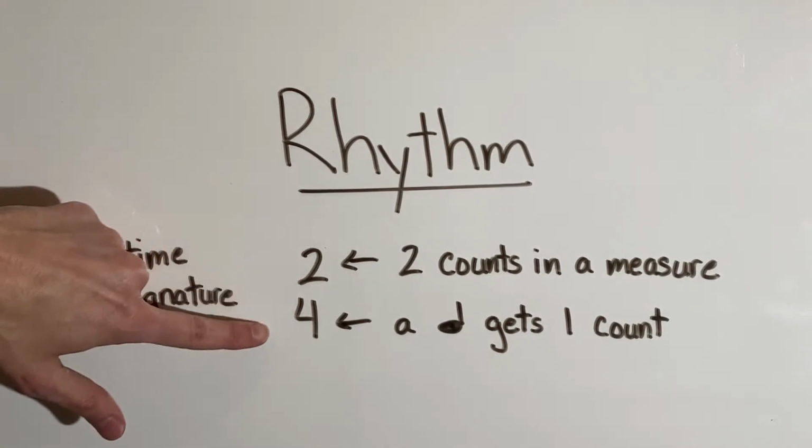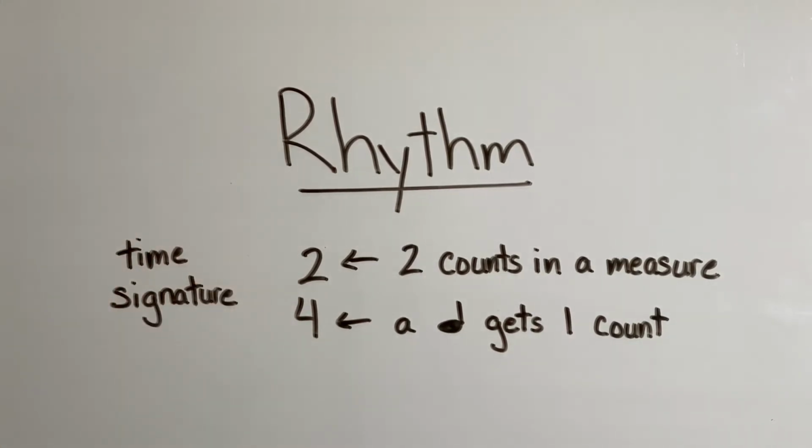You're going to see 2 numbers that are going to be on the grand staff. The top number tells you how many counts are in a measure, and the bottom number tells you what note gets 1 count. When we see 2, 4, we know that there are going to be 2 counts in a measure, and 4 means that a quarter note is going to get 1 count.